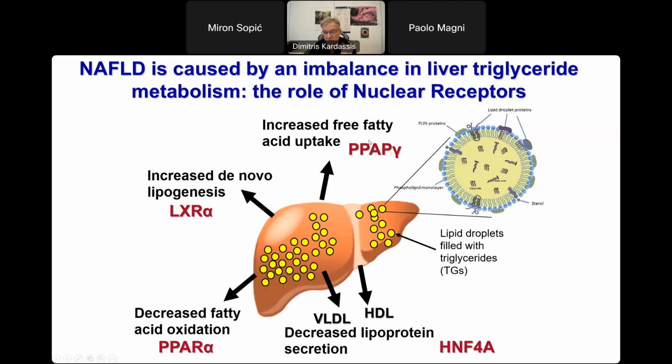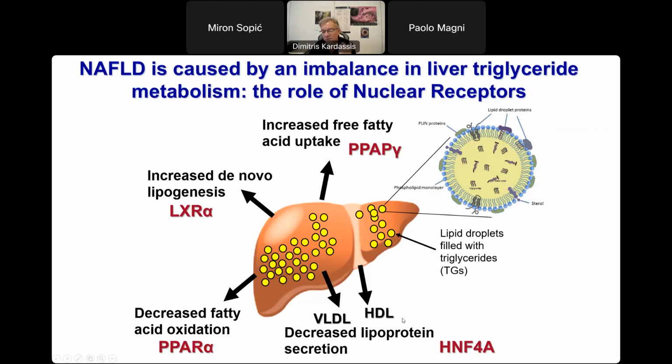For instance, when we have superactivation of PPAR gamma, we can have increased fatty acid uptake and lipid droplet formation, because these are the target genes of PPAR gamma. All these are nuclear receptors in red. LXRs can increase de novo lipogenesis, and you have increased triglycerides when it is activated, let's say by high-fat diet. Or if you have the activation of PPAR alpha, you have decreased fatty acid oxidation. Again, triglycerides accumulate, they are not catabolized.